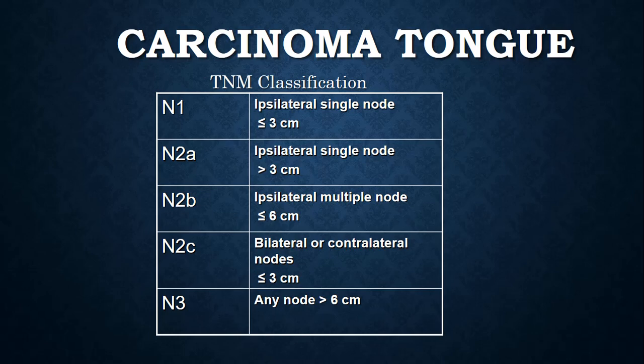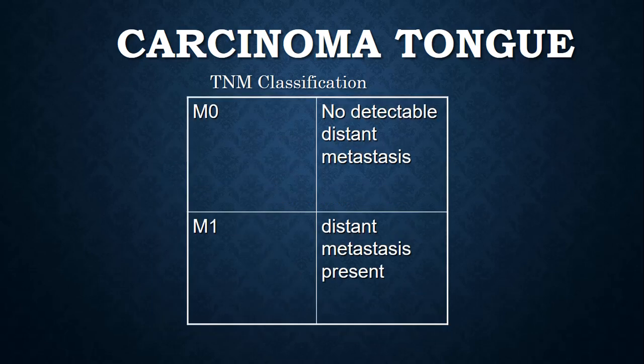Similarly, lymph node involvement, depending upon its size and site, would be classified from N1 to N3, where N1 is if the tumor is an ipsilateral single lymph node less than 3 cm, while in N3, any lymph node, ipsilateral, contralateral, bilateral, but it would have a diameter more than 6 cm in size. While for metastasis, if the patient has metastasis, then it would of course be M1, and if there is no detectable distant metastasis, it would be labeled as M0.